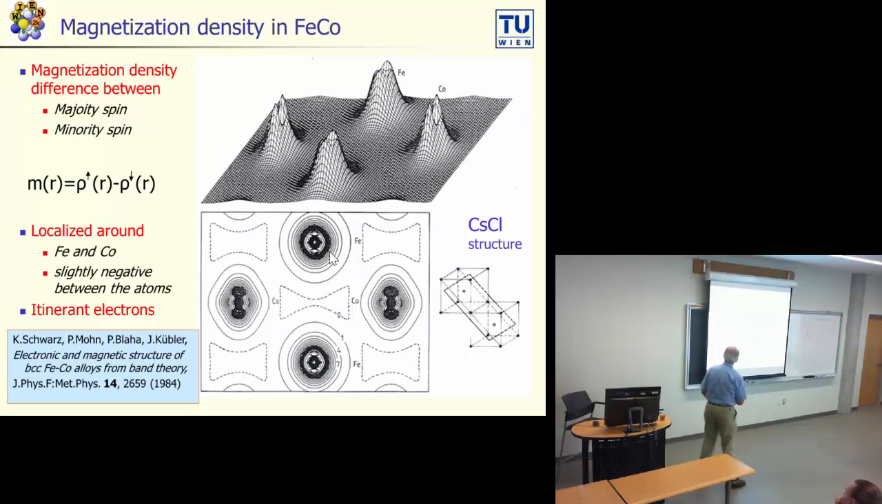Now what you see if you plot this quantity is that it is 0 here, the dashed line. Therefore, you see it's highly localized, and if you integrate it, this would be the moment of the cobalt atom, and this one would be the moment of the iron. So the magnetic moment, you could say, is localized, although it's coming from an itinerant picture.